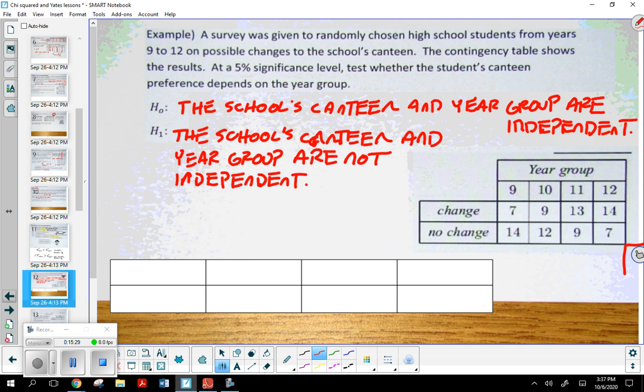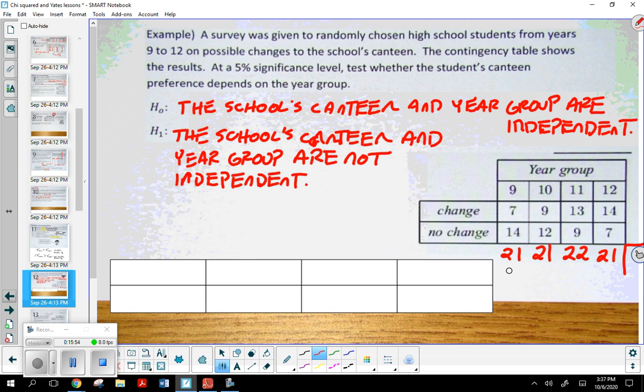There we go. Okay. So let's go ahead and start to add these up. For example, what is 7 plus 14? 21. So I know there are 21 freshmen total. And let's just continue to add up the columns here. So I have 9 plus 12. 21. What about 13 plus 9? 22. And then 14 plus 7, once again, will give me 21.